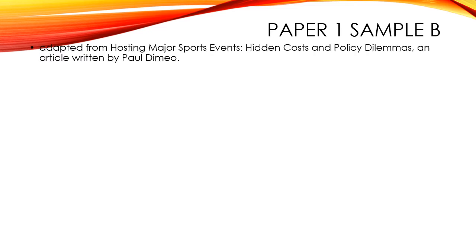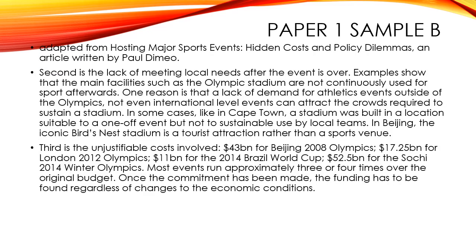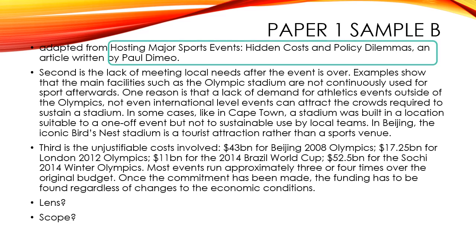Let's look at another sample. Totally different topic. This is about hosting major sporting events. As I said, look at the title. Hosting major sports events, hidden costs and policy dilemmas. No specific country or region is mentioned, so I'm going to assume it's global. So now I need to be on the lookout for references to different countries and regions, different parts of the world, both developed and developing. And I have to figure out what the lens is. The clue there is costs. So I have an idea, it could be economic.